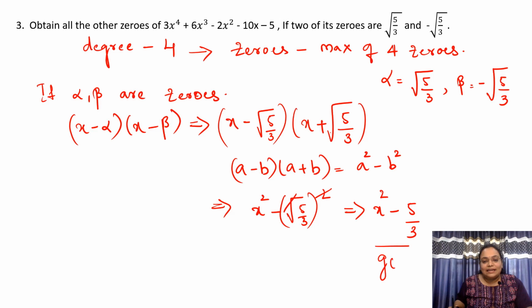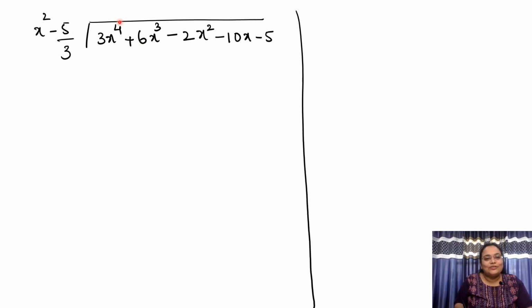Let us take it as g of x, and let us take this polynomial as p of x. We will divide p of x with g of x and find the other two zeros. Let us divide these two polynomials. We have taken this polynomial as g of x, and we have taken this polynomial as p of x.